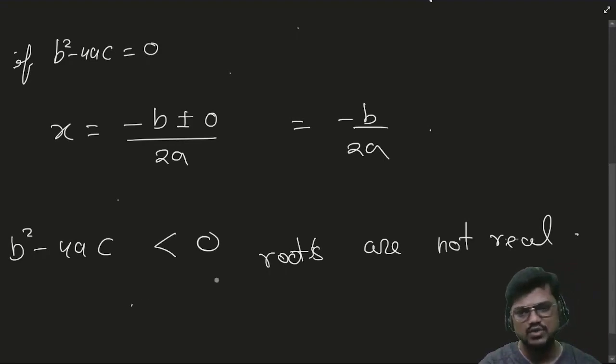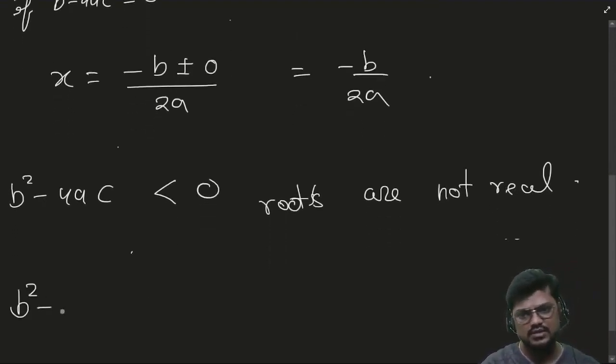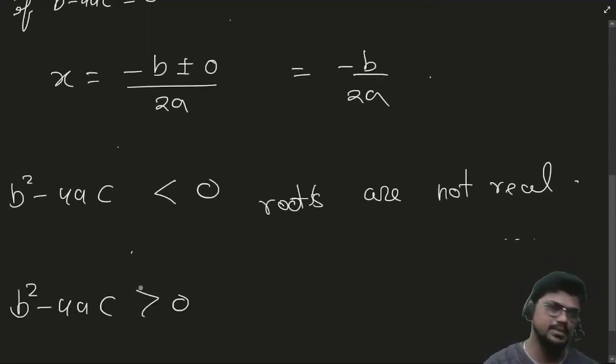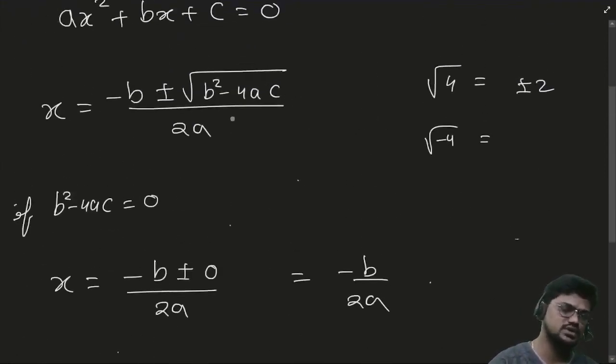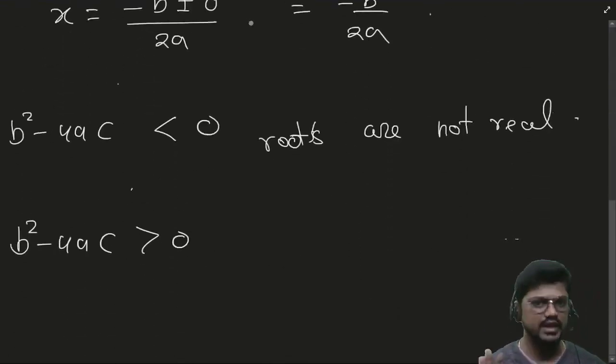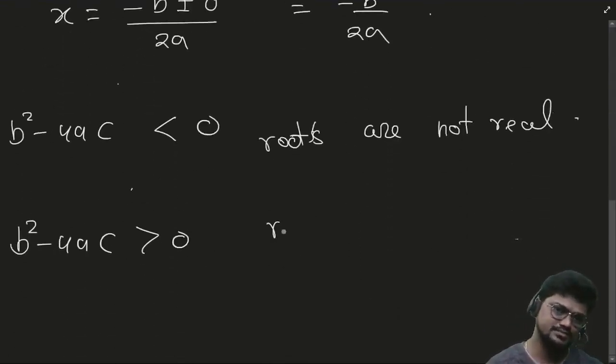And when the value of b square minus 4ac is greater than 0, what will happen? If you find the square root of a positive number, you will get something in decimals. Even if you solve it, you will get some values of x. The roots will exist and the roots will be real. Clear?